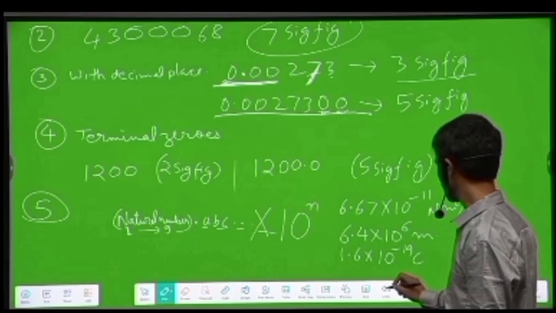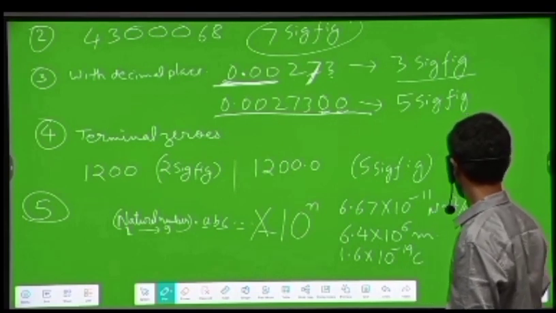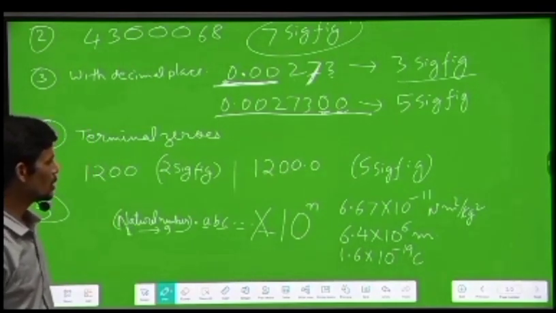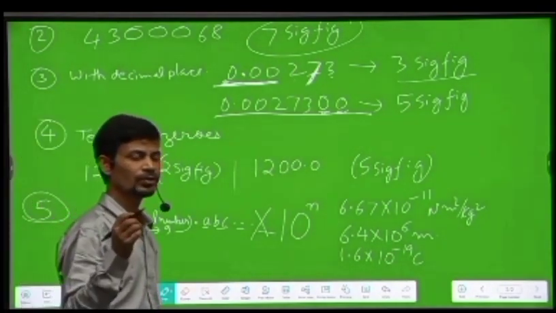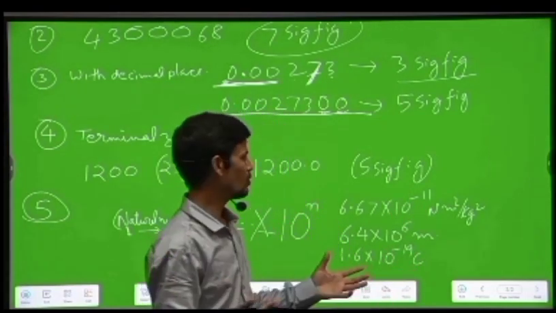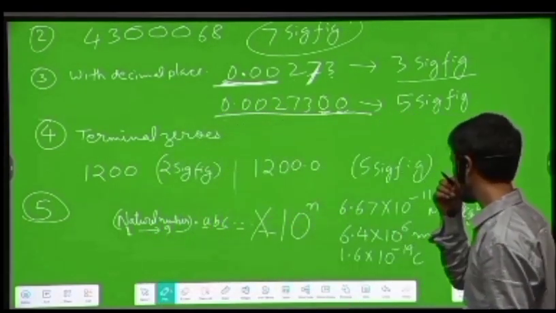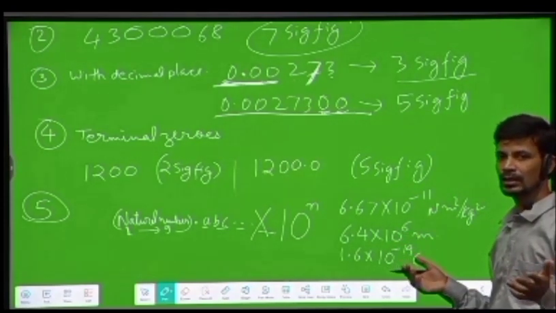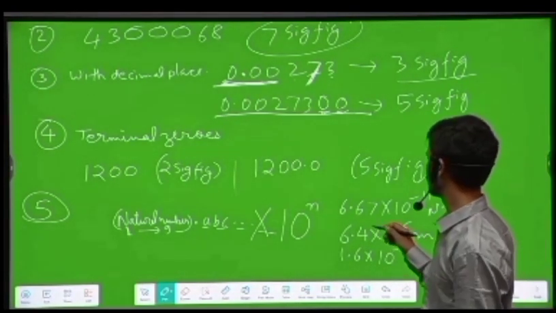Oh, sorry, Newton meter square per kg square. Now see, in order to write it in terms of order of magnitude, actually order of magnitude means power of 10. Roughly how much power of 10 is included here. So it also goes like we do in rounding off. Later on I'm going to that part.